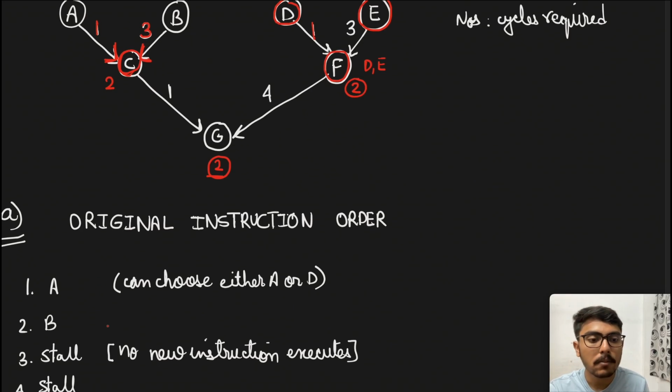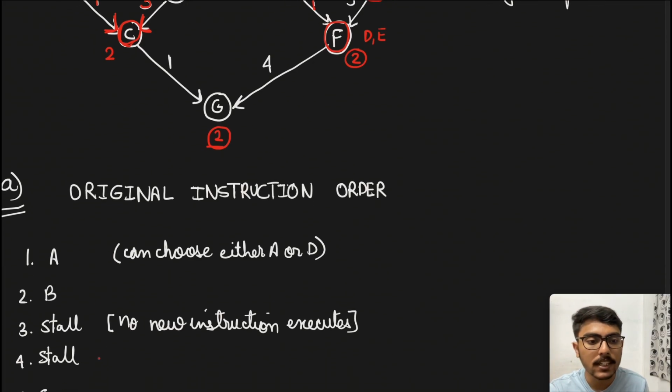Then since B takes 3 cycles to execute, the next 2 cycles will be stall. Stall means no new instruction will execute during this time, because we have a single issue processor. So in this particular instance, no new instruction will be executed. Same is the case with 4. These are basically, you can mark it as timestamp, I would say, or cycle number, but this is how it works. So we are stalling the system in these 2 cycles.